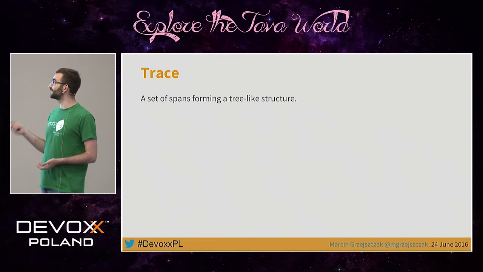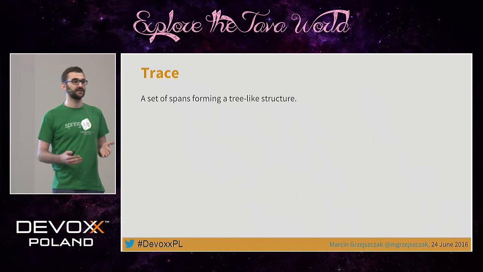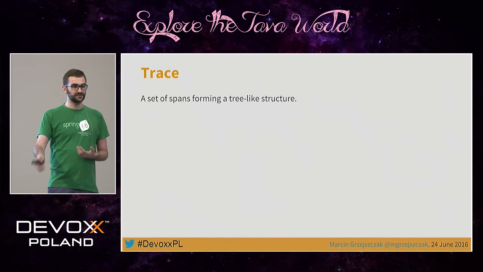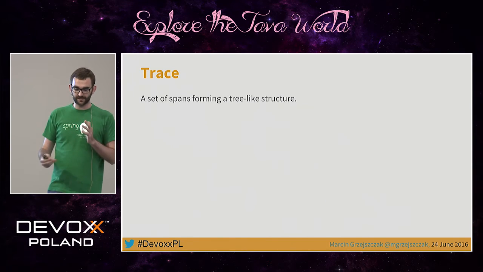Okay, we have trace. So trace is a set of spans forming a tree-like structure. I told you that the span can have a parent span and a child span. So altogether they form a tree. So this tree is a trace.